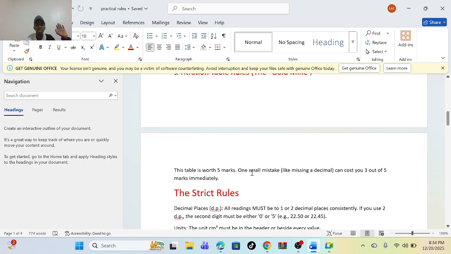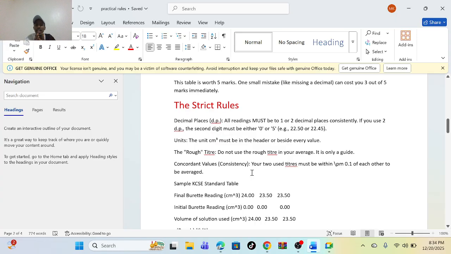You get it just like that. So strict rules. The rule is decimal places, DP. All readings must be 1 or 2 decimal places, consistently. What do I mean consistently? For example, if I use 1 decimal place, such as 2.0, all of them I must use 2.0, 2.0 or 3.0. That is, 1 decimal place consistently.